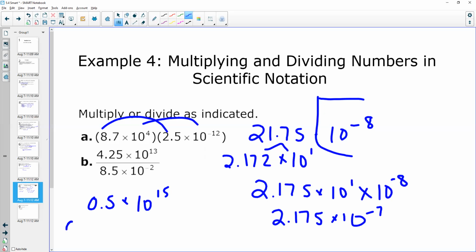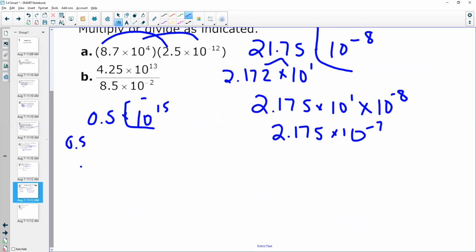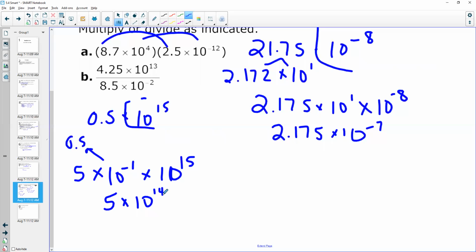So I have to think about, I want to make 0.5 into 5. I'm going to separate that in my mind for a second. The way I would make it smaller is making it 10 to the negative 1. So 5 times 10 to the negative 1 is the same as 0.5. So 10 to the negative 1 times 10 to the 15th. So I have 5 times 10 to the 14th is the final answer.